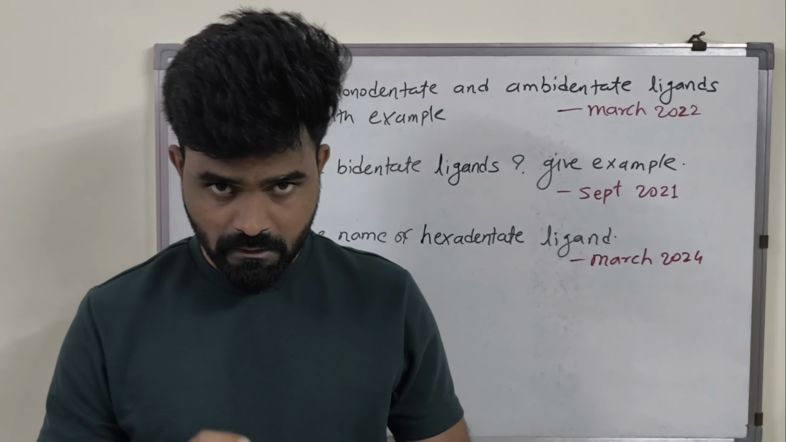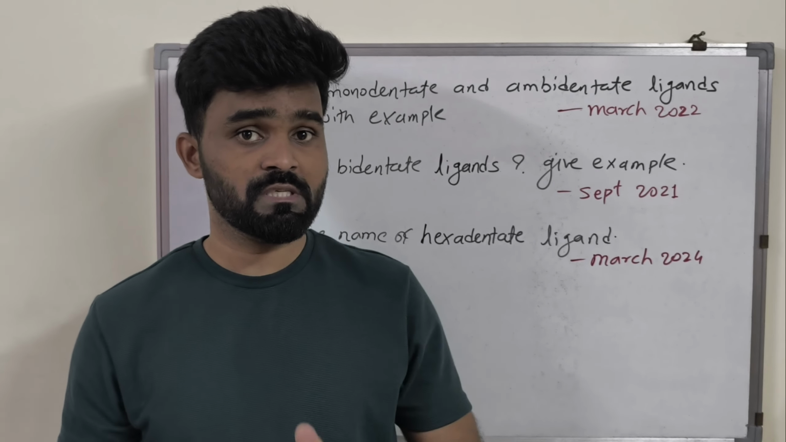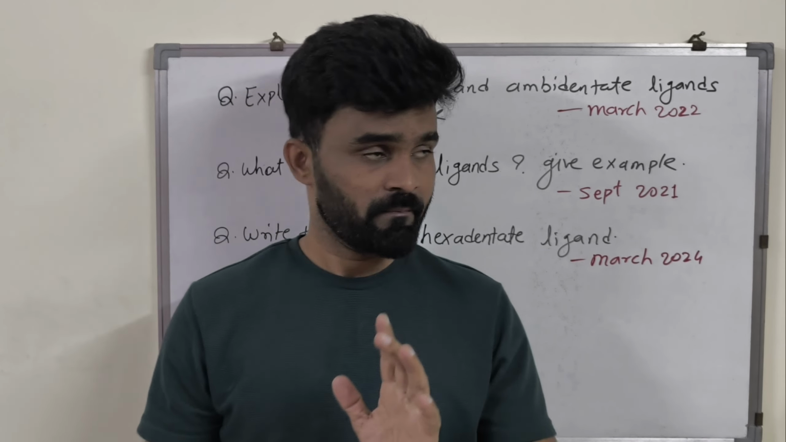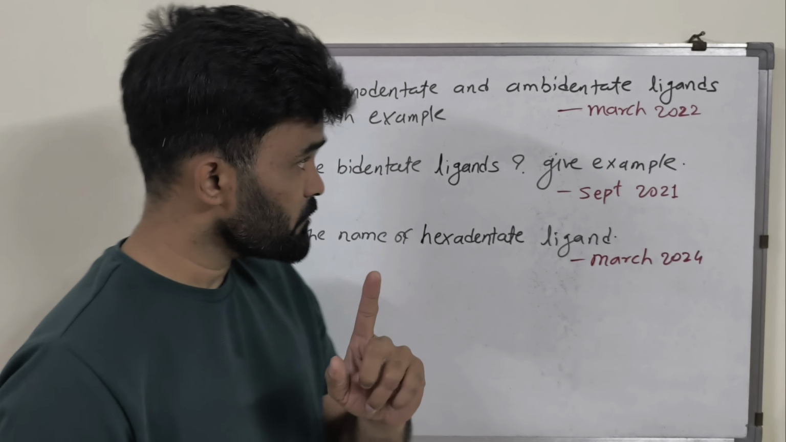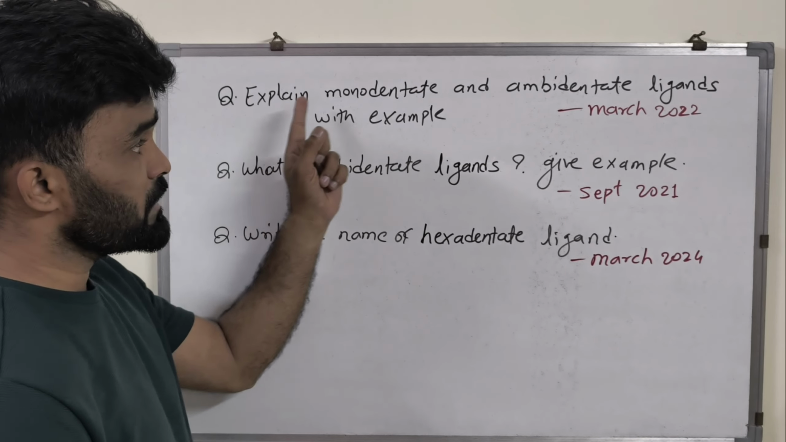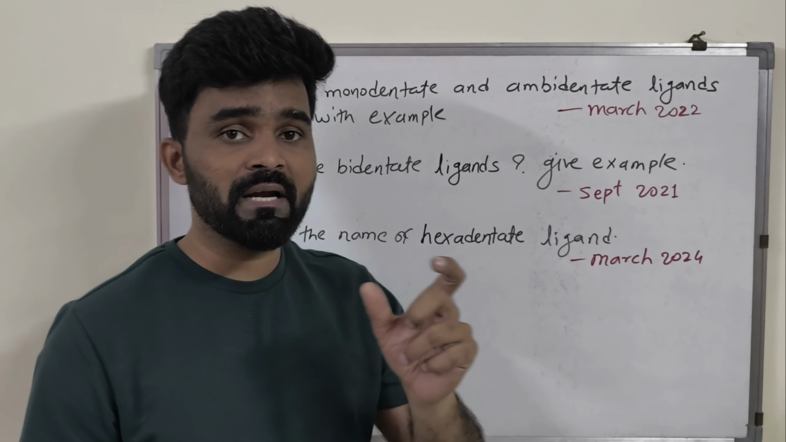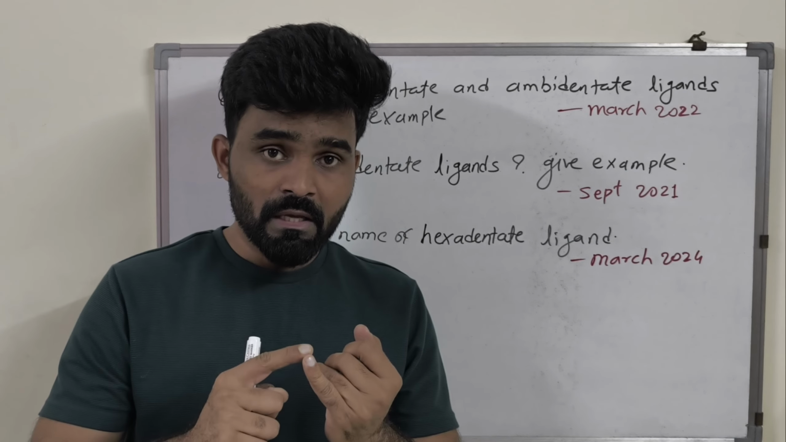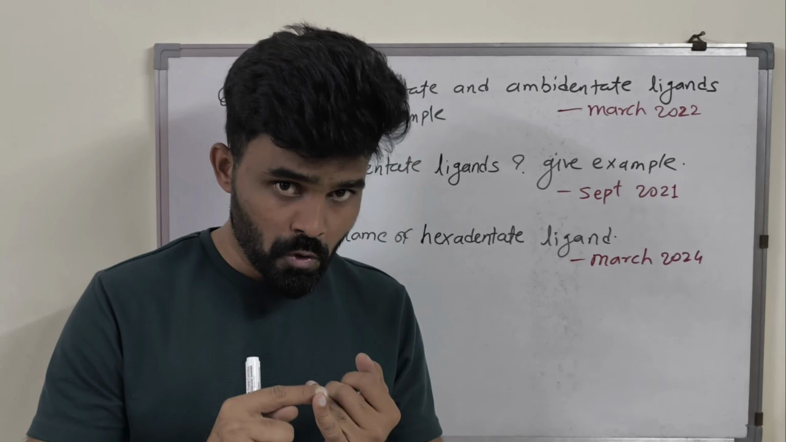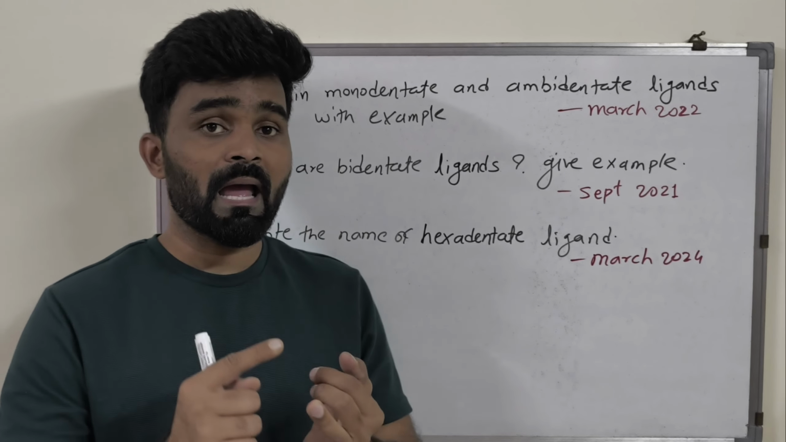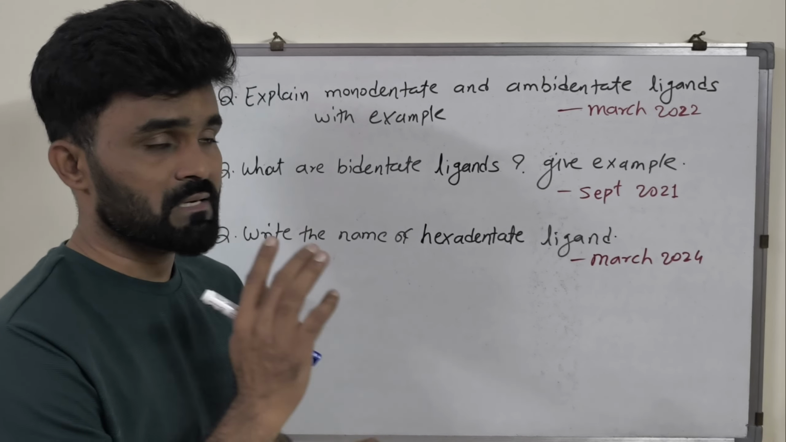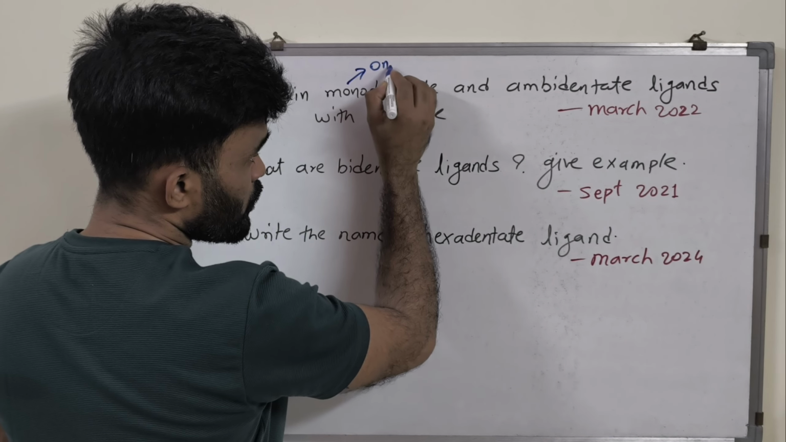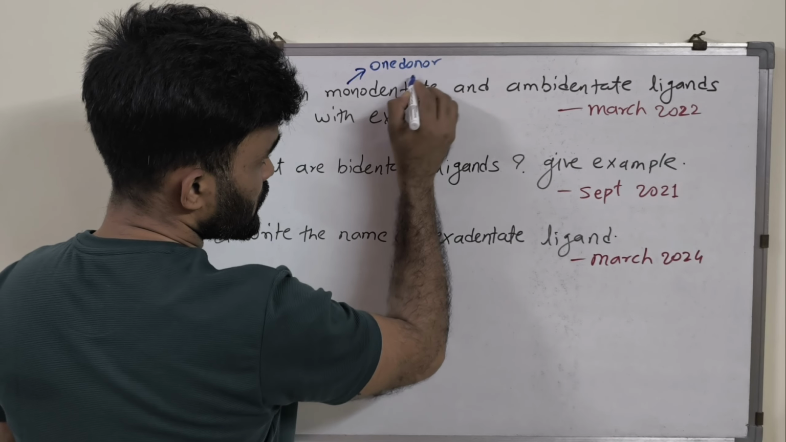Okay. These are the 3 questions which were asked recently in exam on the basis of types of ligand. So, look at the very first question: explain monodentate and ambidentate ligands with example. Meaning here we have to explain what is meant by monodentate ligand, what is meant by ambidentate ligand, and give their examples. So what is meant by monodentate? 1 donor atom.